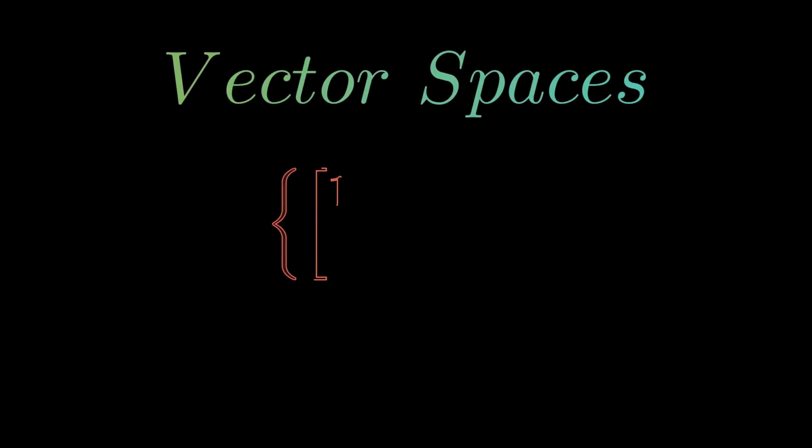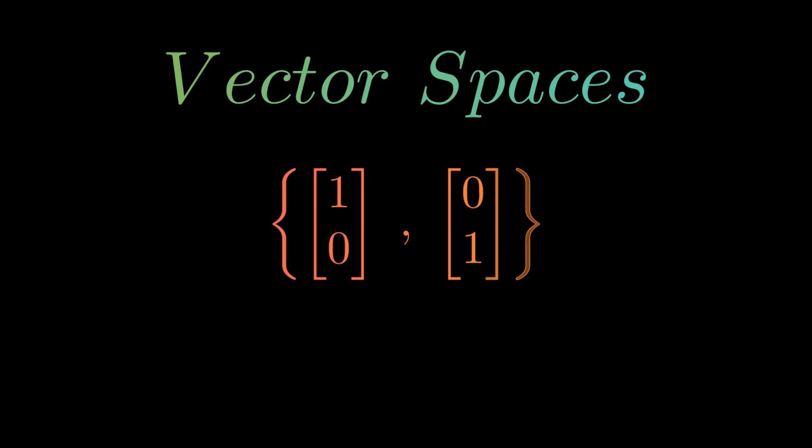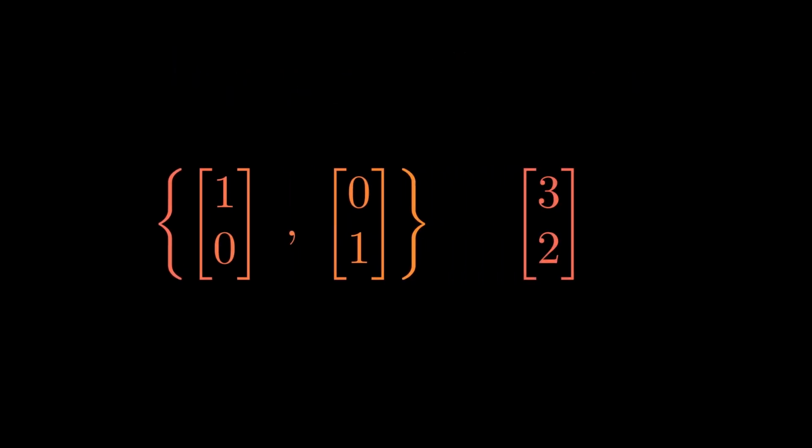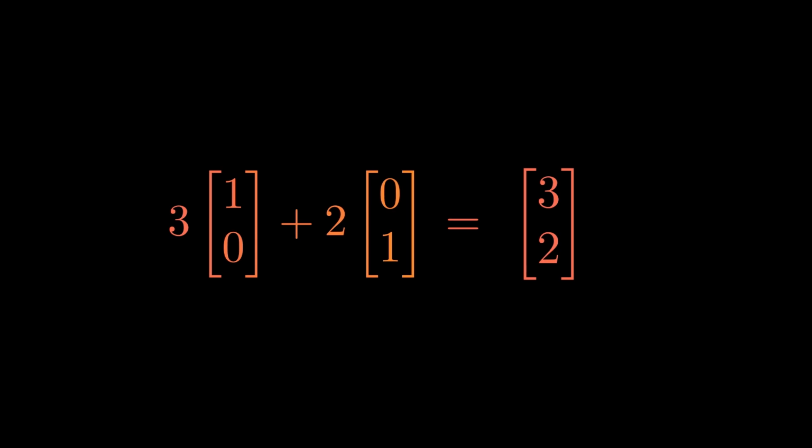Suppose we have these two vectors and we want to get the vector 3, 2 as a linear combination of them. We know we can get it by multiplying the first vector by 3 and the second by 2. The ones here result in the 3 and 2 that we get. In fact, for any two-dimensional vector, we can get the coefficients that we can use to give that vector.